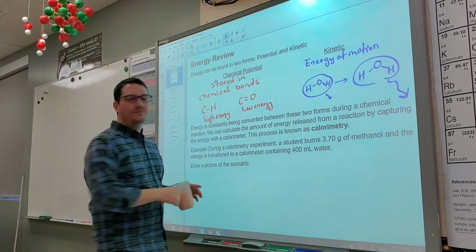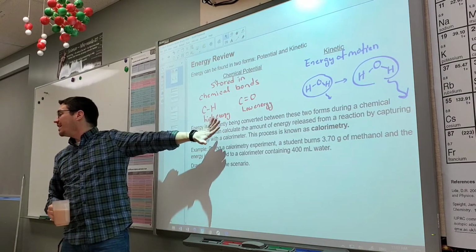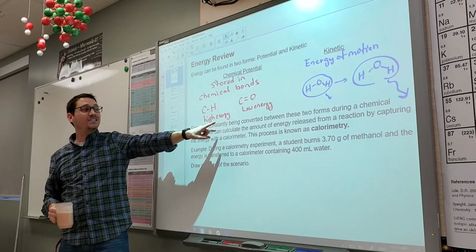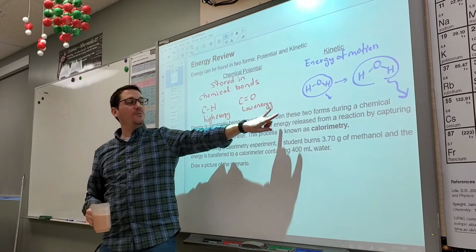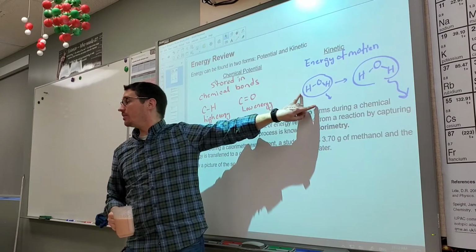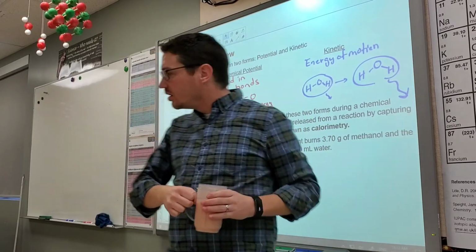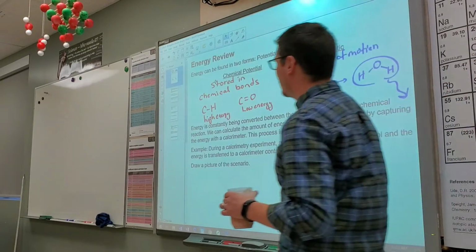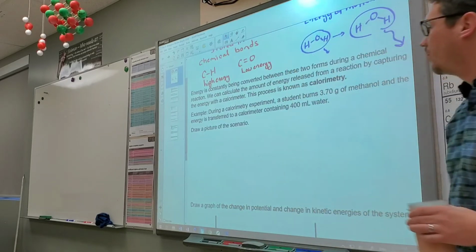So this is what I mean. If we're talking about rearranging atoms, if we're talking about a chemical reaction, that's talking about potential energy. But if we're talking about water heating up, changes in temperature, that's a change in kinetic energy. The two are related. Energy is constantly being converted between those two forms in a chemical reaction.